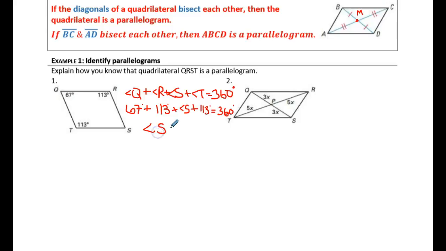So angle S equals 67 degrees. So this is 67 degrees. That means that both pairs of opposite angles are congruent. So therefore, QRST is a parallelogram.